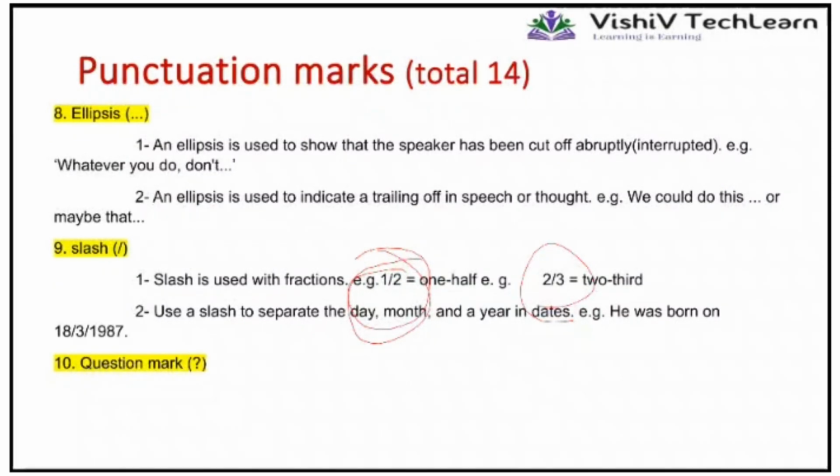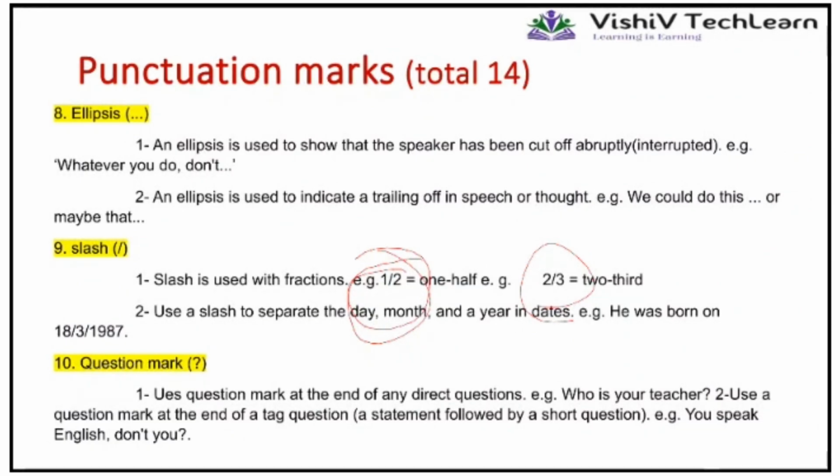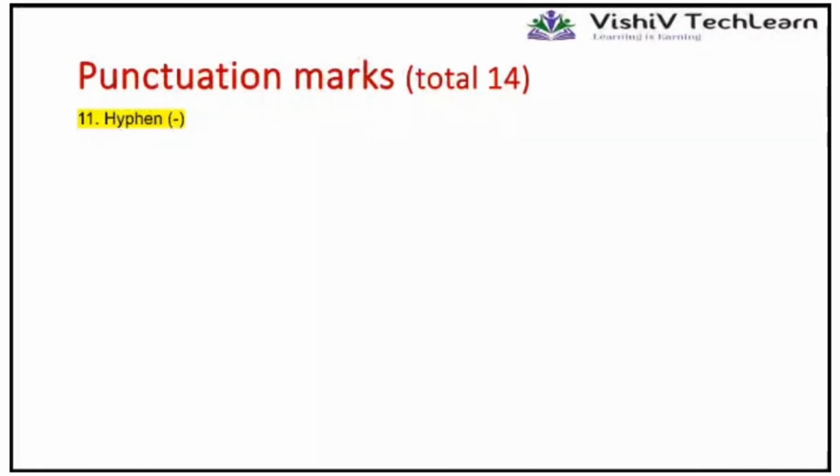Our next punctuation mark is the question mark. We all know its use, but let's quickly go through it. A question mark is obviously used at the end of a direct question. Example: who is your teacher? Also, a question mark is used at the end of a tag question. Example: you speak English, don't you? Let's go to the next punctuation mark.